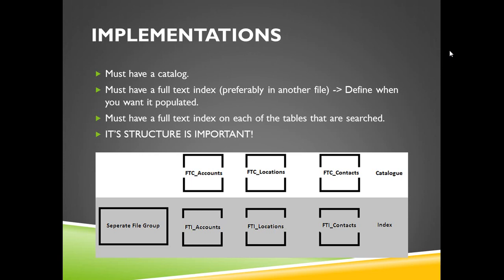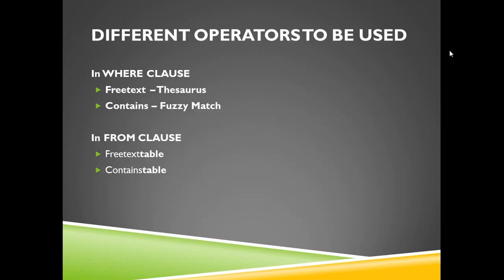You must have a full text index on each of the tables and columns you want to be searched. The structure of how you set it up is very important when it comes to performance. I will get into different structure methods later on when I talk about speedups, and I will discuss the one that worked best for me. There are different operators that can be used with the full text engine. However, in order to use these operators, you need to have a full text index on that particular column, which you will use.